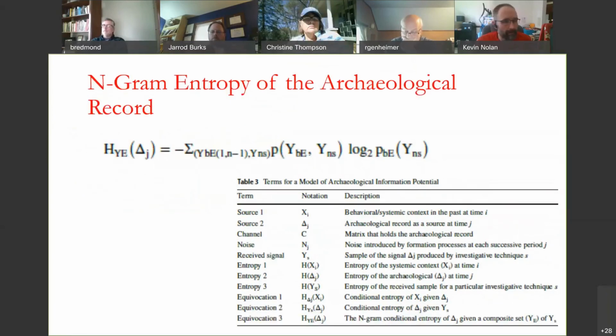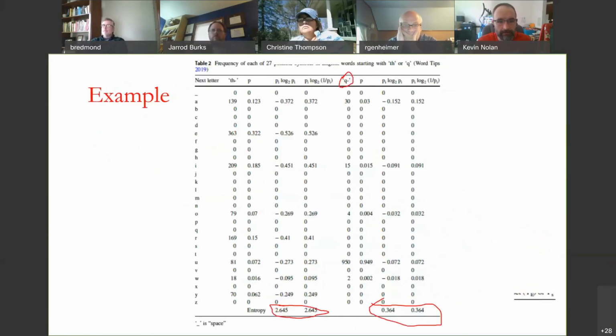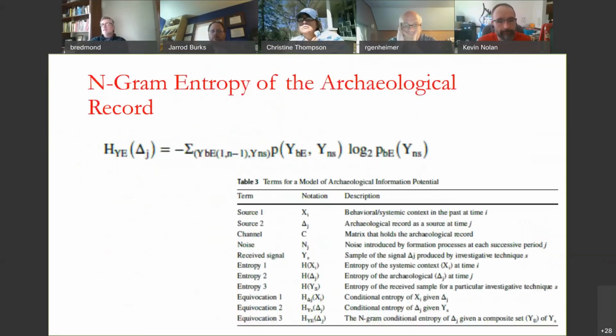Okay, and then I think I'm going on a long time now, so I'll just skip ahead. Everybody understands this formula, right? Probably not. That's a version of Shannon's 1951 n-gram entropy, translated with these terms for my model of archaeological information. Basically, the n-gram entropy is the remaining uncertainty given a set of prior observations.